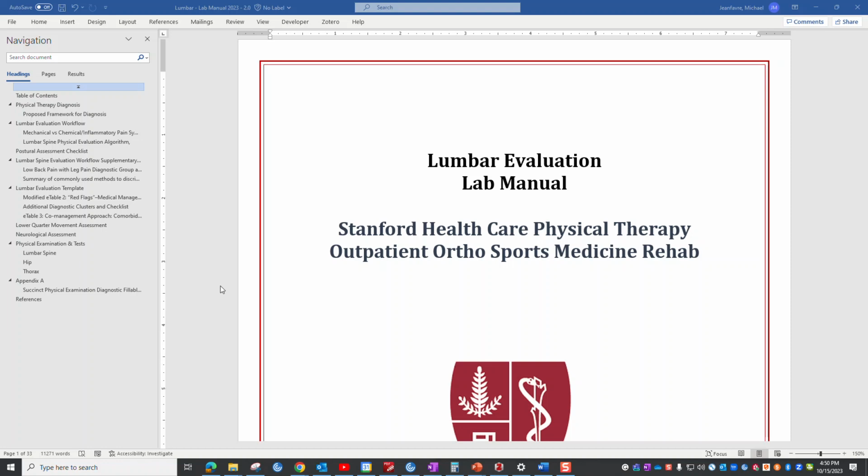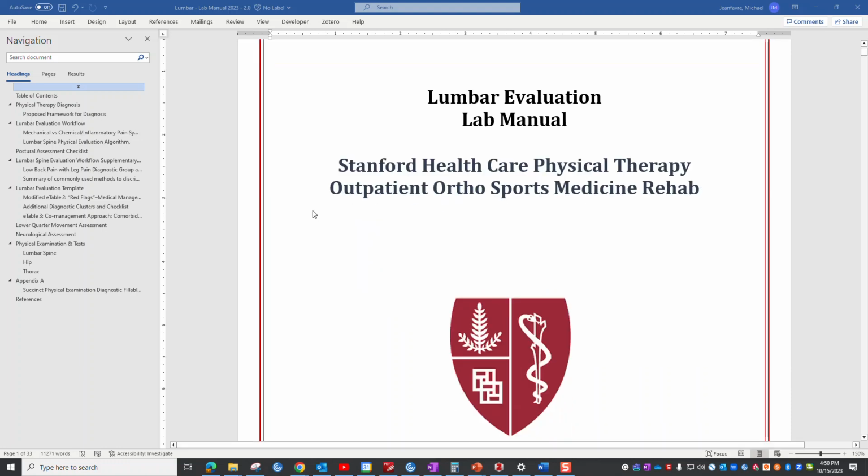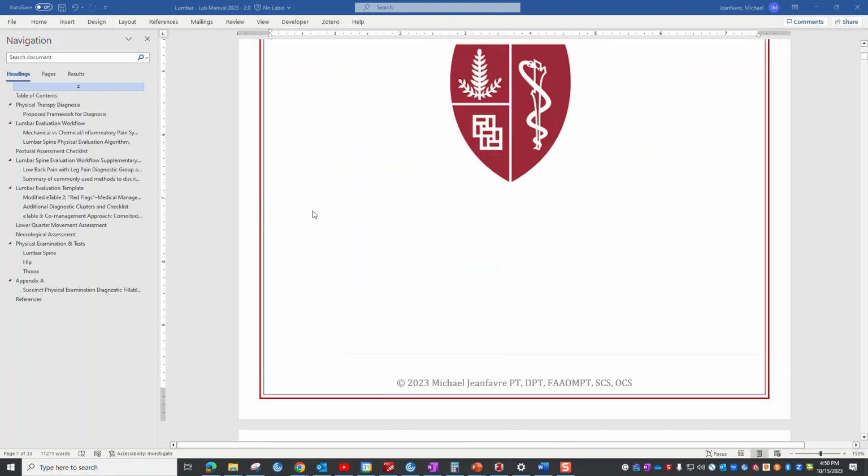And so, in hopes of consolidating a lot of the information that we talk about within the actual live lecture and presentation, I wanted to orient you to the lab manual. This is intended to be kind of your go-to resource for clinical application of the concepts that we discuss within the actual live lecture. So the lumbar evaluation lab manual, updated this year, that is of 2023.